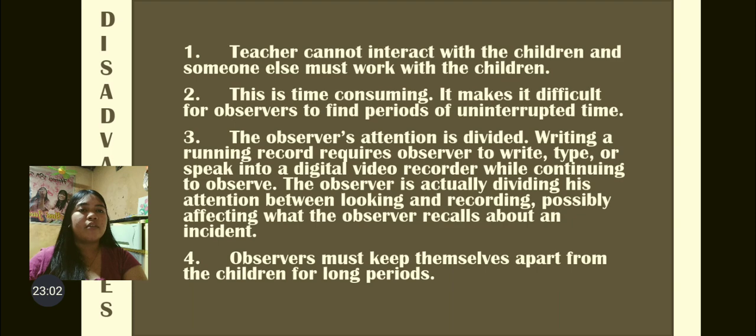Writing a running record requires the observer to write, type, or speak into a digital video recorder while continuing to observe. The observer is actually dividing his attention between looking and recording, possibly affecting what the observer recalls about an incident.